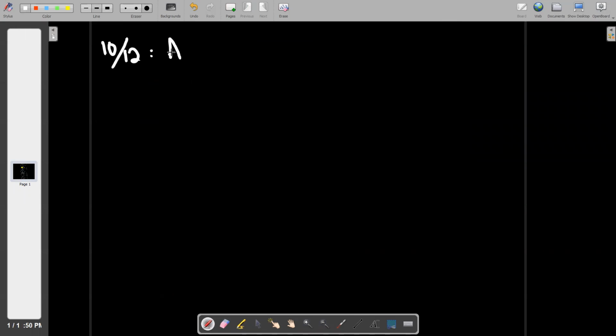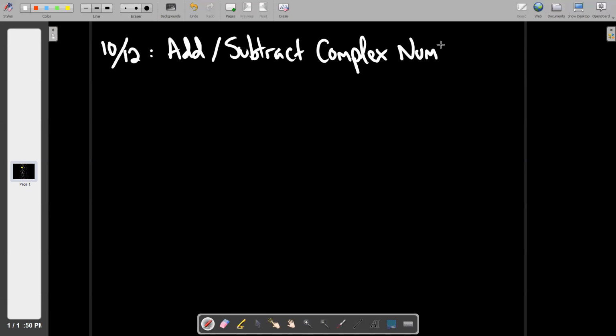So today is the 12th, and today we are going to add and subtract complex numbers. I learned a valuable lesson this morning that no matter how obviously easy something is or seems to be, you still got to do it justice. You gotta do the right thing.